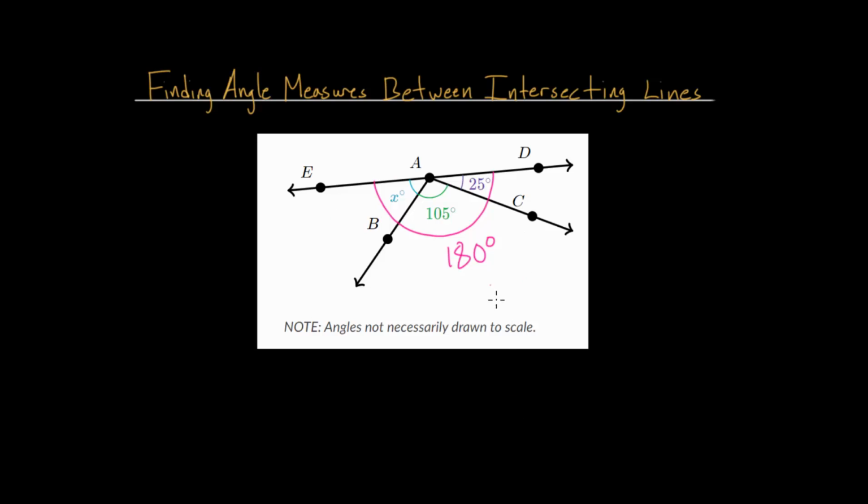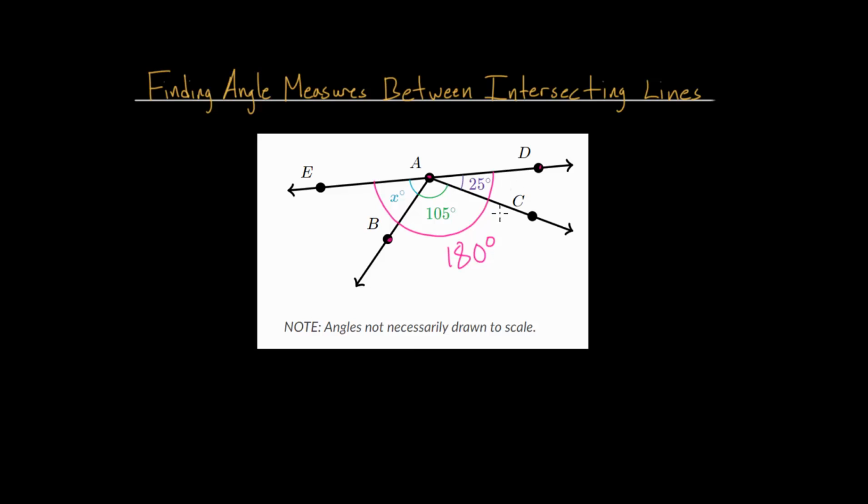Just to be careful with vocabulary, you wouldn't want to call these supplementary, even though they add up to 180 degrees, since supplementary angles come in pairs. So if you want, you can say that BAD, this angle right here, and angle X, those would be supplementary because it's a pair of them and they do add up to 180. But when you have three or more angles, we wouldn't call that supplementary. But all three of them still add up to 180 degrees.